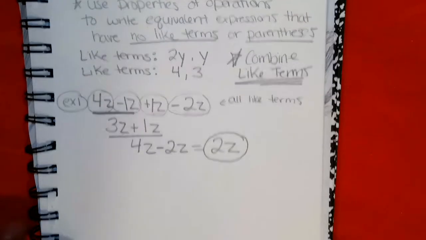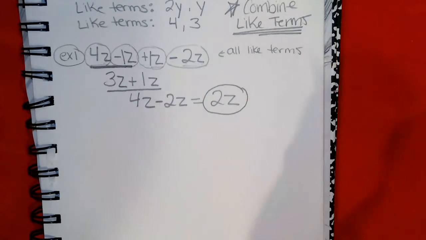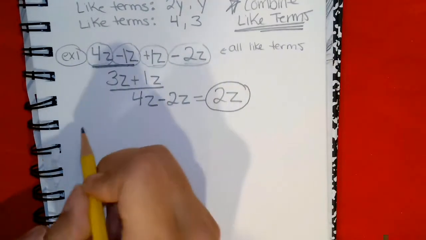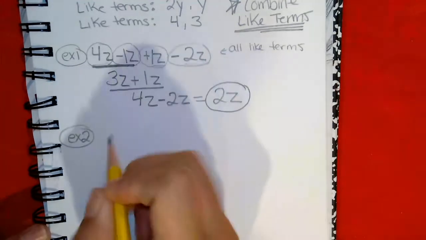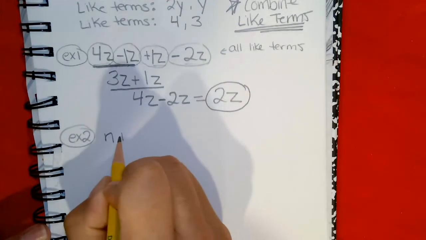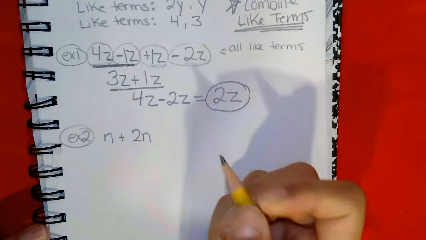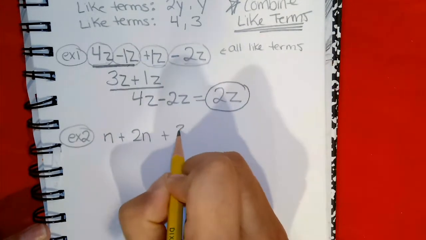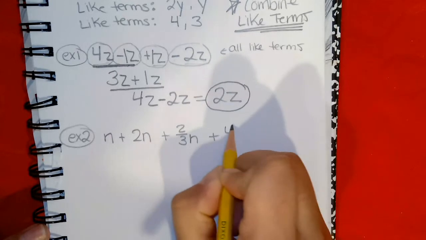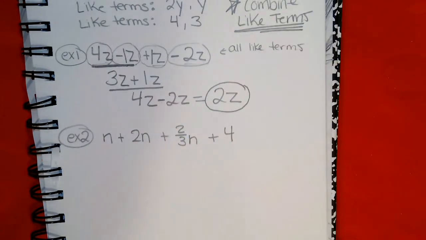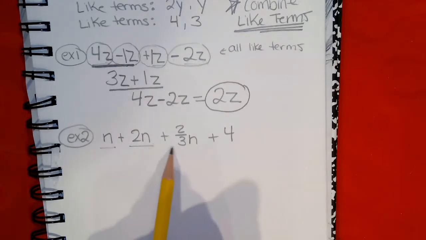Okay, let's do another one that has a fraction. I have, let's see, example 2. I have n plus 2n plus 2/3 n plus 4. So let's see how many terms I have. I have 1, 2, 3, 4 terms.